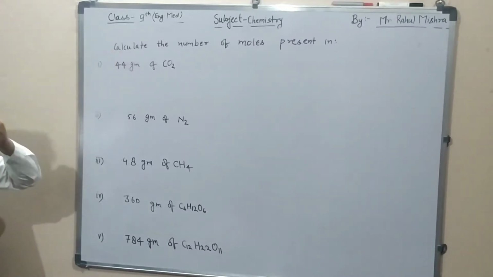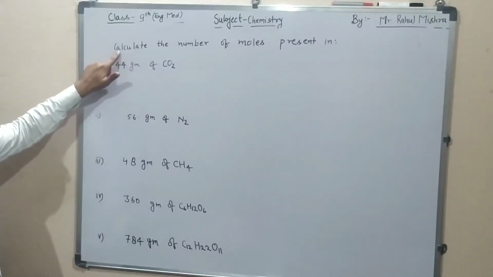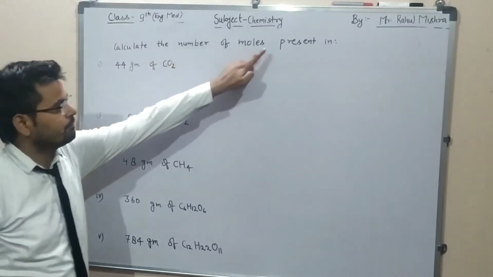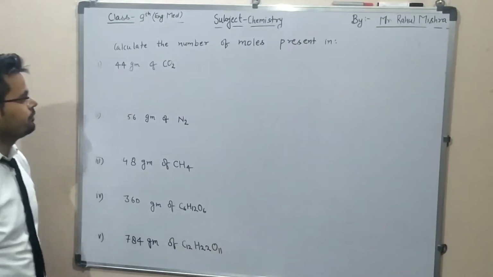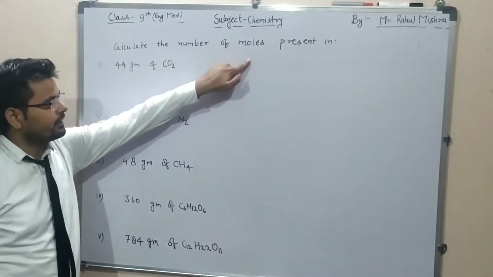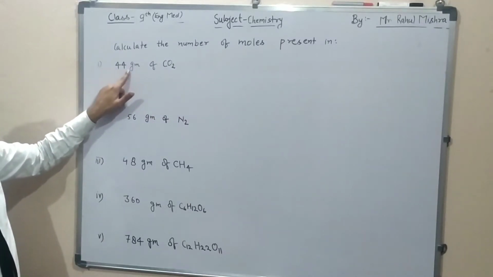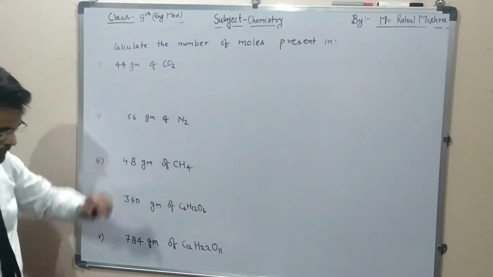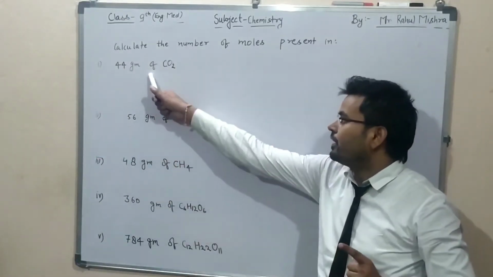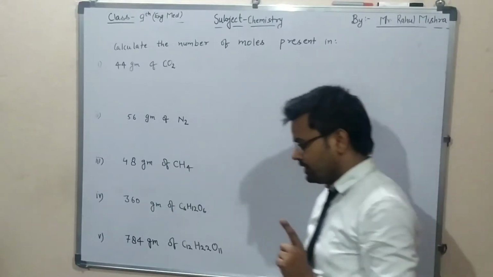Today we will discuss homework, and it was: calculate the number of moles present in... It means we have to calculate the number of moles. So listen, first question: in 44 gram of CO2, how many moles are present? You have to calculate it. So listen.